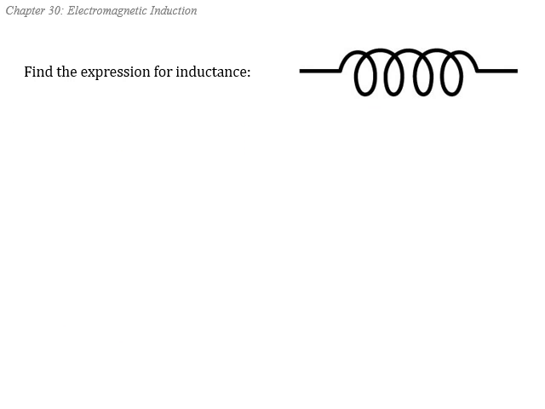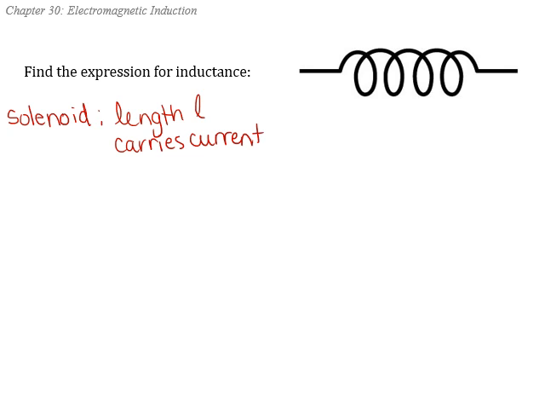Finding our expression for inductance, we're going to take the fact that our inductor is like a solenoid. It has a length L. It carries a current I. And it has N coils. When we covered solenoids, we said that a solenoid with these parameters will have a magnetic field going through the center equal to mu naught times N times I over L. And we found that result by considering Ampere's law.